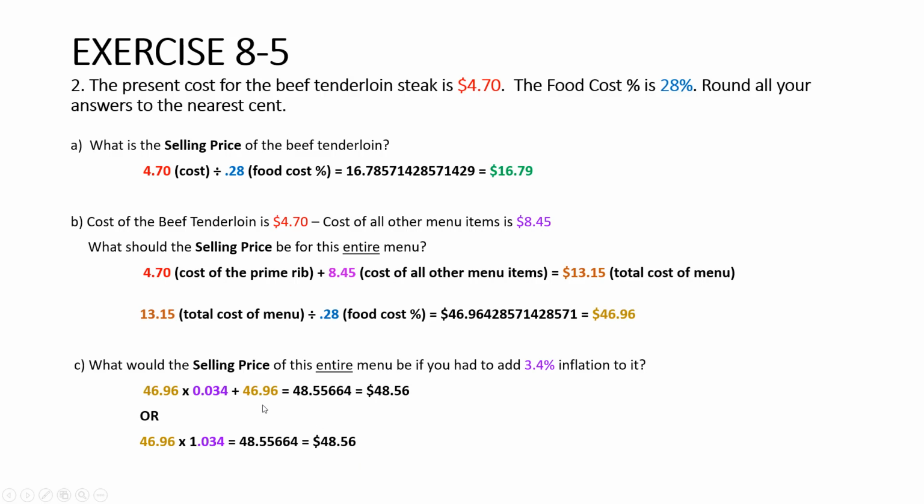One last time, I don't care which way you calculate your answers, as long as you show your logic. And as you can see, when we added 3.4% to the original menu sales price, we went from $46.96 to $48.56. So there you go.